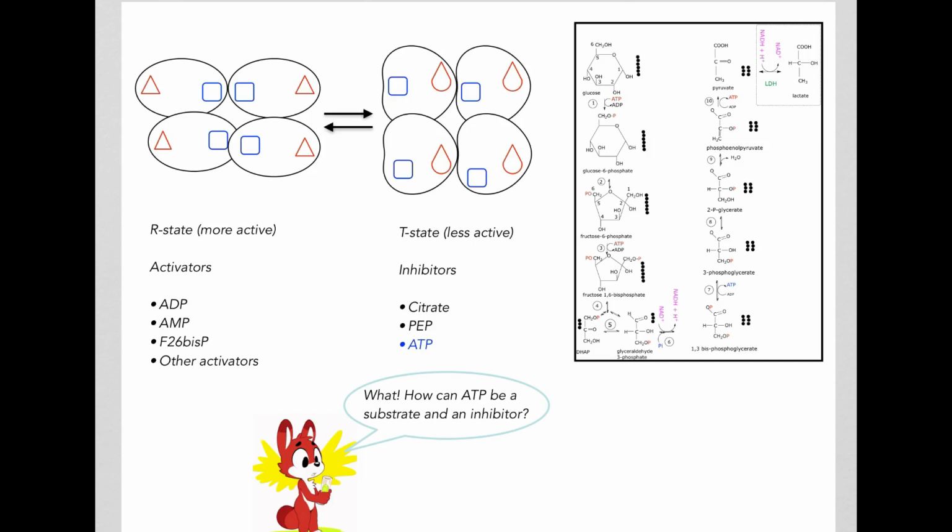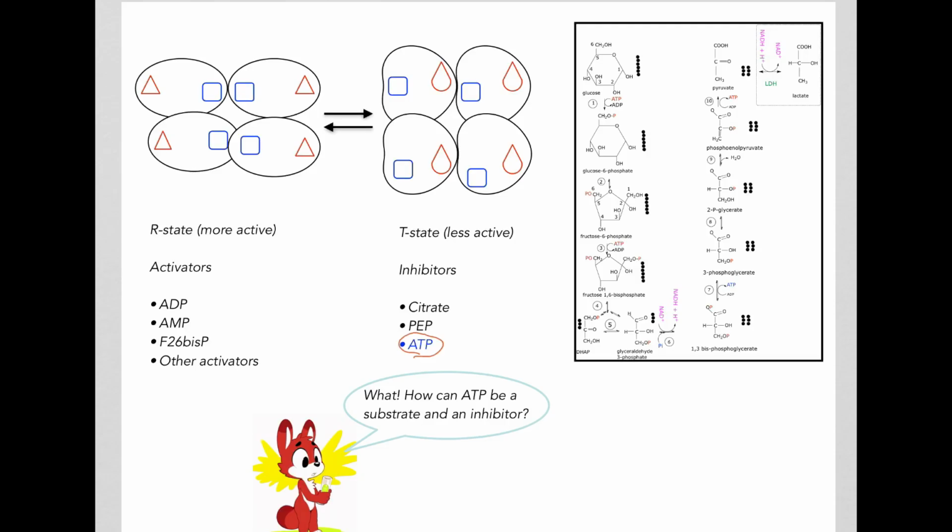As mentioned before, the allosteric enzymes can exist in 2 states. So PFK can exist in the R state, which is the more active form, or the T state, which is the less active form. Now the activators for this enzyme that stabilize the R state include ADP, AMP, fructose 2,6-bisphosphate, as well as several other activators. And the inhibitors of this enzyme, which will stabilize the less active T state, include citrate, phosphoenol pyruvate, as well as ATP.